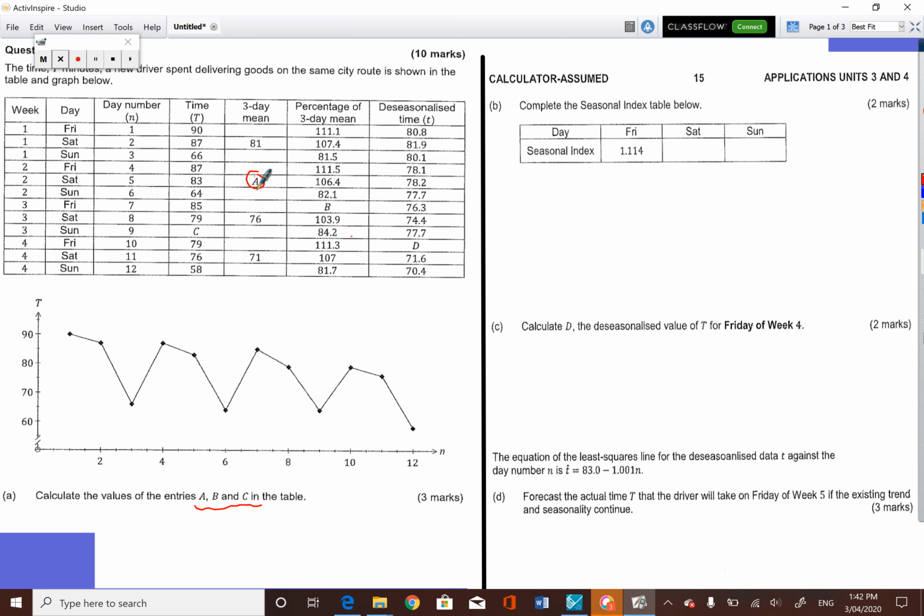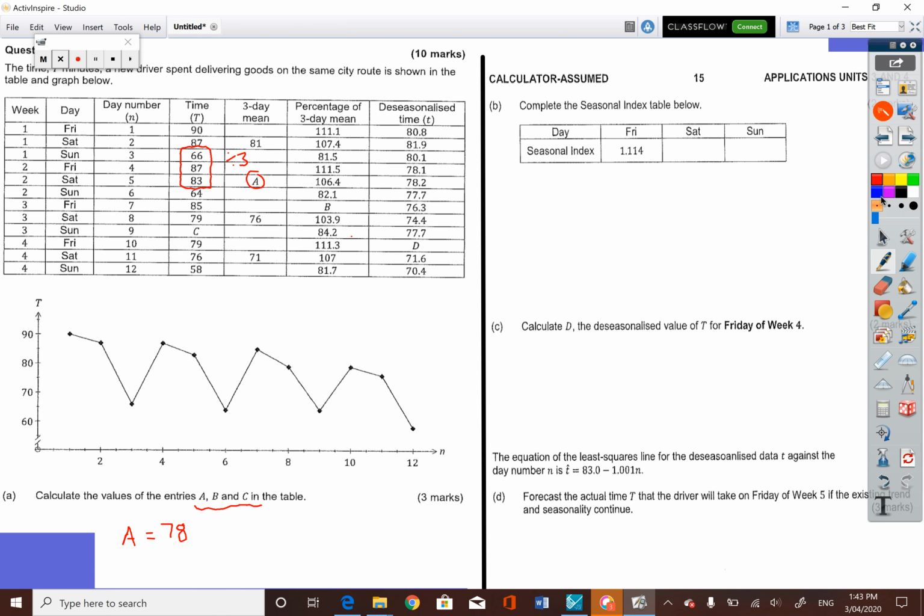So A is in the table here and it wants a 3-day mean. That should be pretty straightforward. All we need to do is add these three up, divided by 3, and we'll get our value for A. So if we add 66, 87 and 83, we divide that by 3, we will get 78. Okay, that's an easy mark. Let's grab the second mark now.